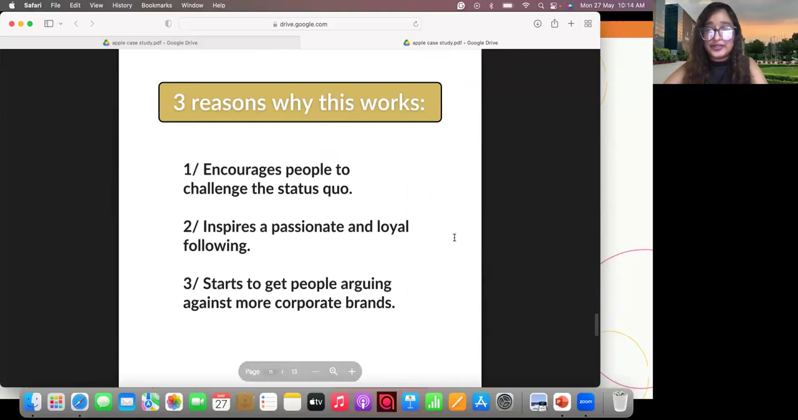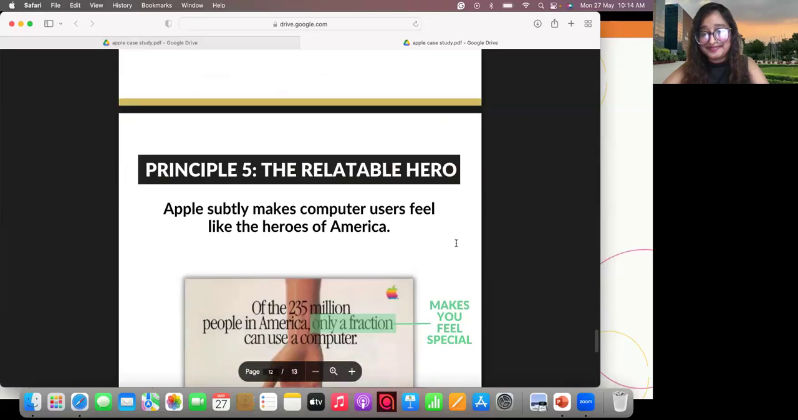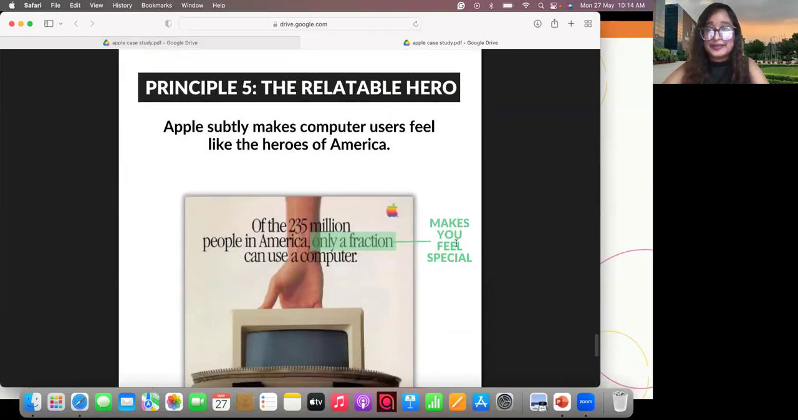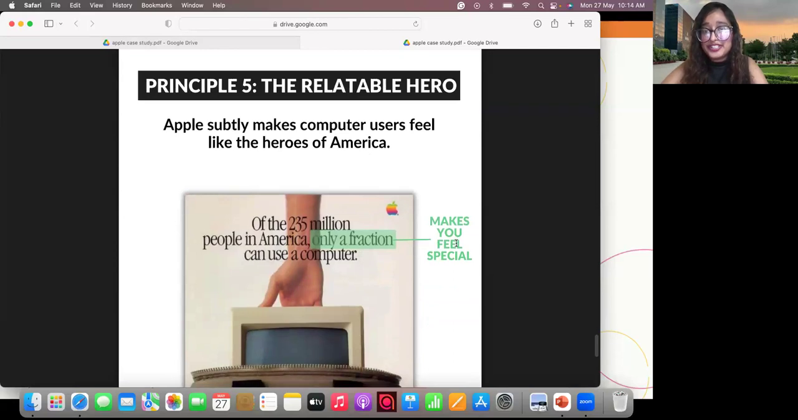And the reason that it worked was it encouraged people to challenge the status quo, inspire passionate and loyal following, and start getting people arguing against corporate brands. Fifth principle, the relatable hero. Apple subtly made computers useful like the heroes of America. It made you feel special.